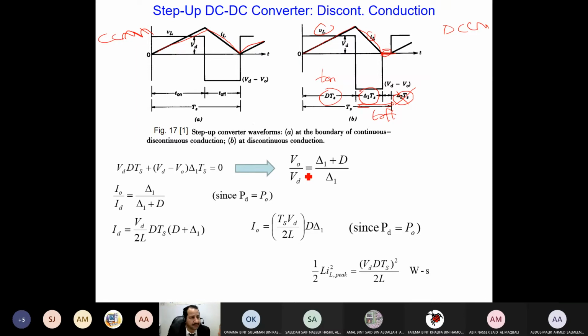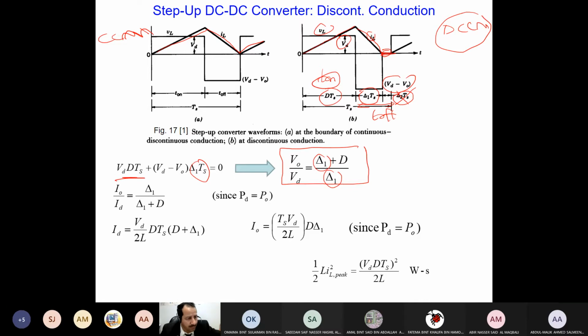Now, if I want to derive a formula for this discontinuous conduction mode, I will multiply VD by T on, which is DTS, and VD minus VO by delta 1 TS. Rearranging the equation, we come up with the relationship for input-output voltage with respect to duty cycle. See here, I have delta 1, because now the situation is different. T off is not T off anymore. It's two parts, delta 1 TS plus delta 2 TS.